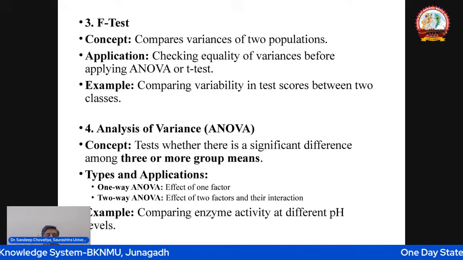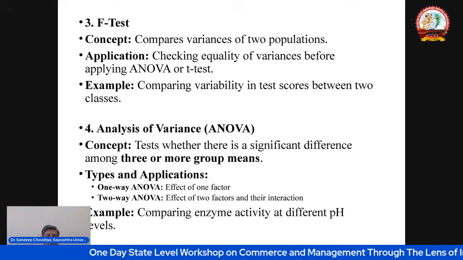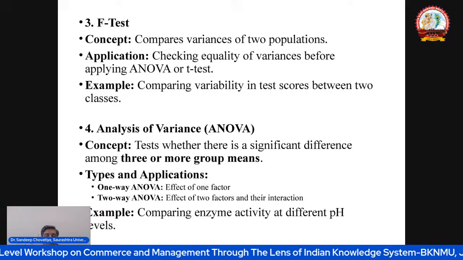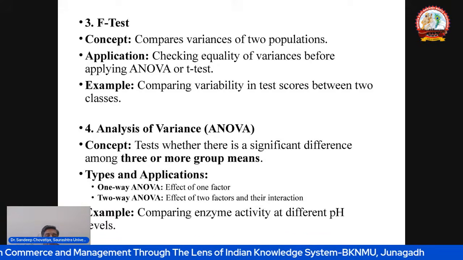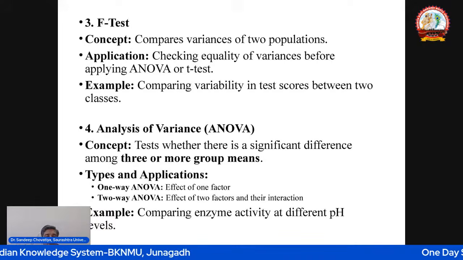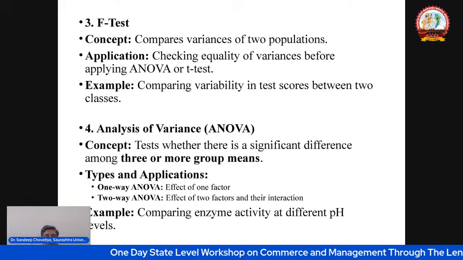Type and application: one-way ANOVA looks at the effect of one factor. Two-way ANOVA looks at the effect of two factors and their interaction. An example of ANOVA is comparing enzyme activity at different pH levels.